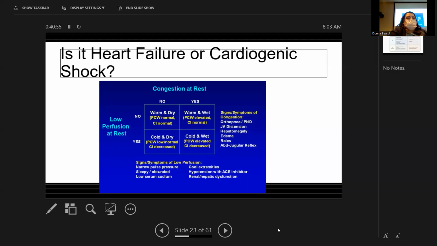Cold and wet is sort of classic cardiogenic shock. If they're cold and wet, it means they have too much volume, but at the same time you probably can't just diurese them because they're too cold and they don't have enough perfusion. To get diuretics to work, you have to have blood flow to the kidneys. So that's where you have to figure out a way to make them a little bit warmer. And then cold and dry is actually very rare, and it's a very difficult place to be. It's very hard to treat them.